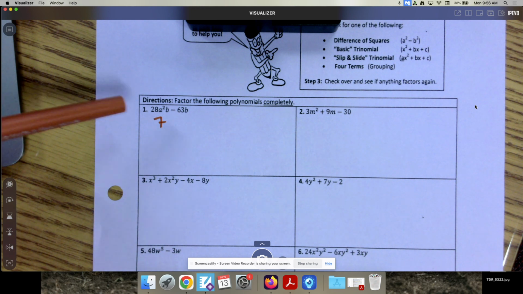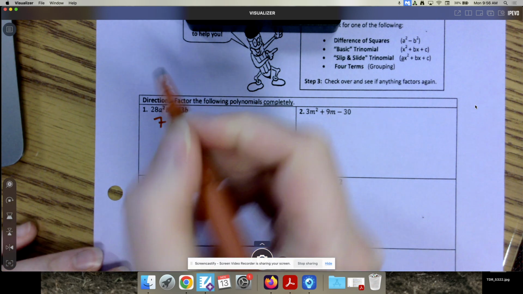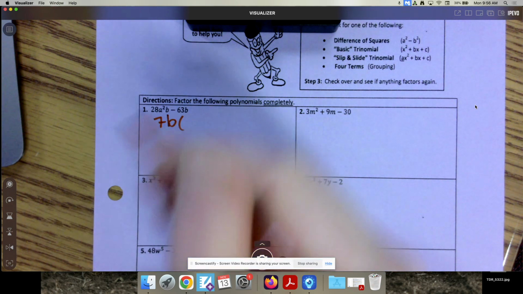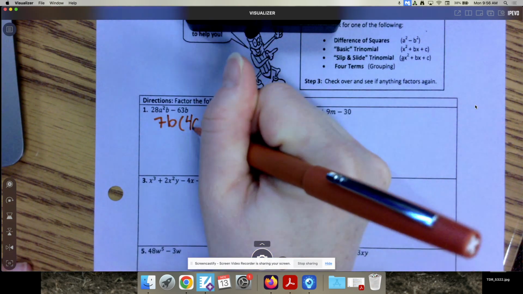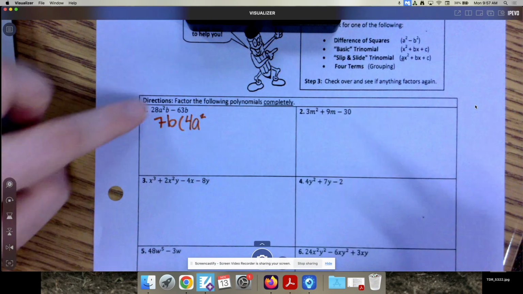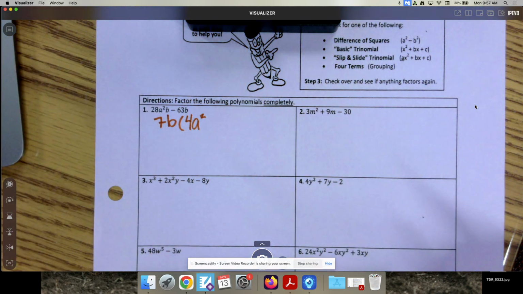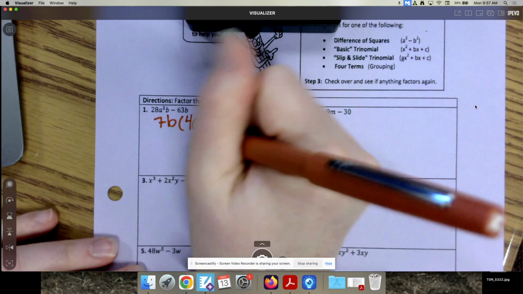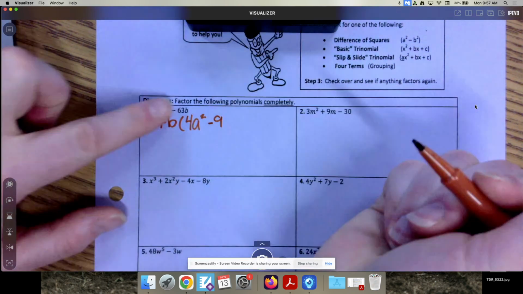Variable-wise, can we take out any A's? No. B's? 1 B. So you take out the 7. What's 28 divided by 7? 4. And then we didn't take out any A's, so that's still going to be A squared. We had 1 B. We took 1 B out. Are there any B's left? No. Second one, what's negative 63 divided by 7? Negative 9. We had a B. We took it out. Do we have any B's left?